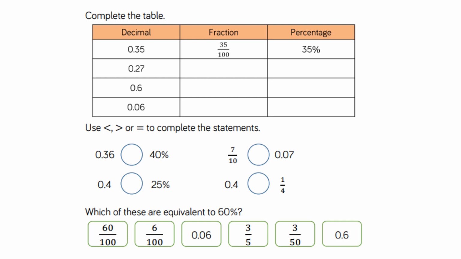So for example, for the first one, you're going to convert your 0.36 into a percentage. Then you can easily see which one is bigger. Going across for the second one, 7/10 and 0.07, you're going to have to convert both of those into a percentage, and then you're going to have to do the same for the bottom right, 0.4 and 1/4, and then for 0.4 you've just got to change that one because you've already got 25%.